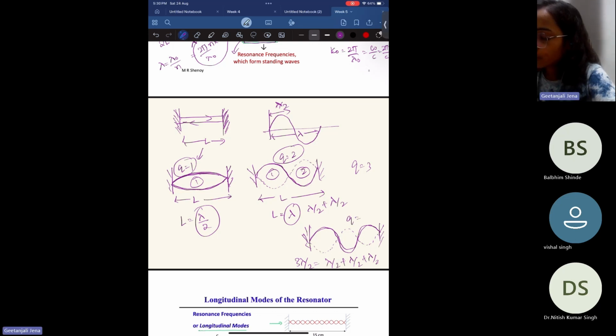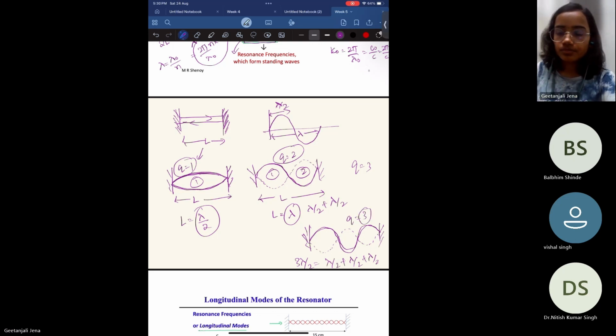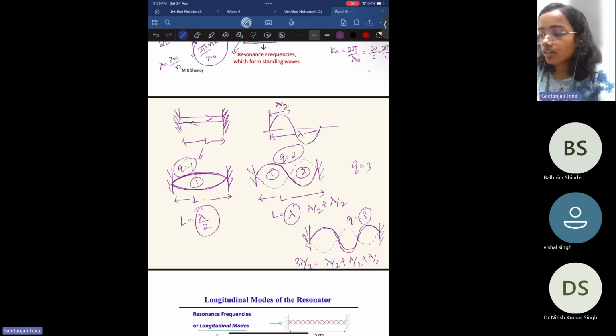And what is the Q value? Q is 3 here. So this is the basic ray confinement picture of a standing mode in between two plane mirror resonator.